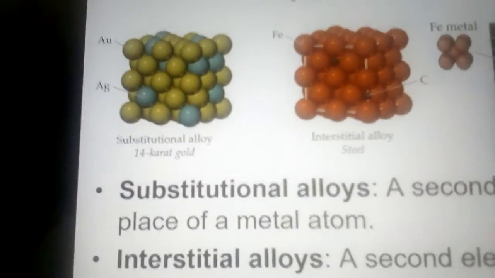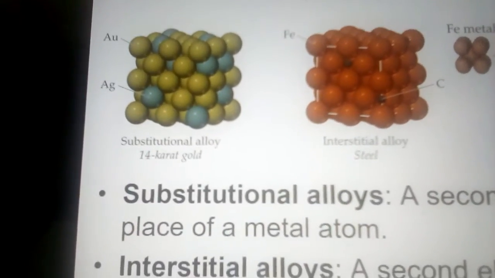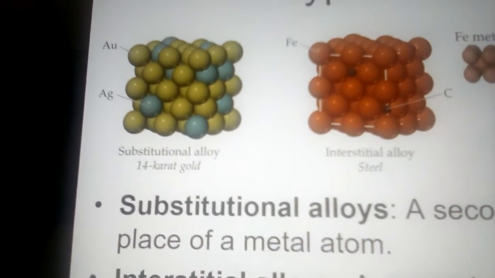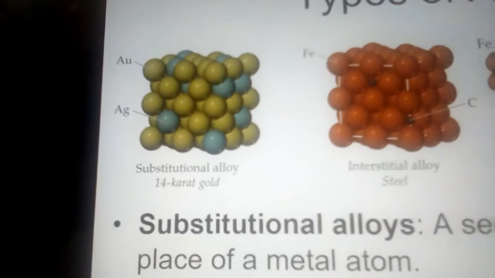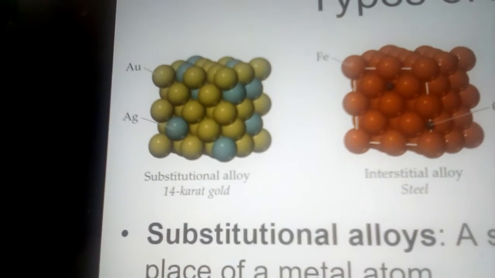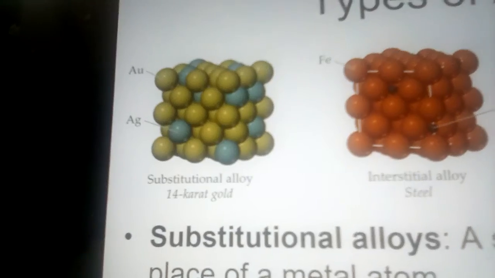Where we have gold and silver. Gold and silver are about the same size, so you can mix gold and silver atoms together. And you can see in the picture there some of the silvers are just plopping into that face-centered cubic structure where a gold atom would be. So they're substituting into that position.